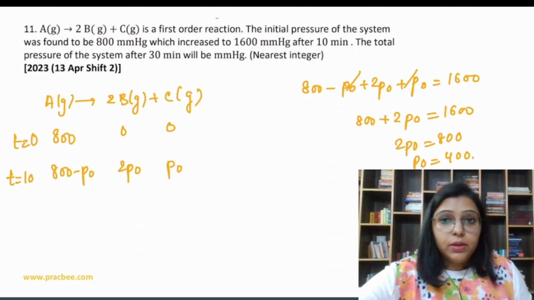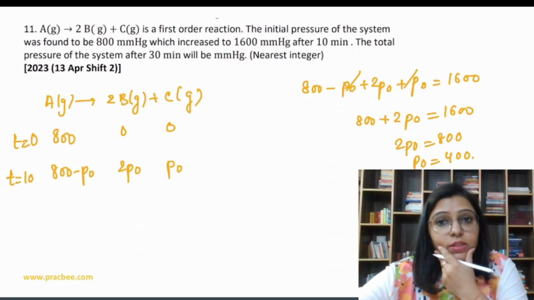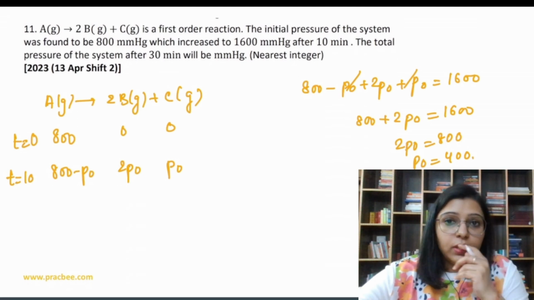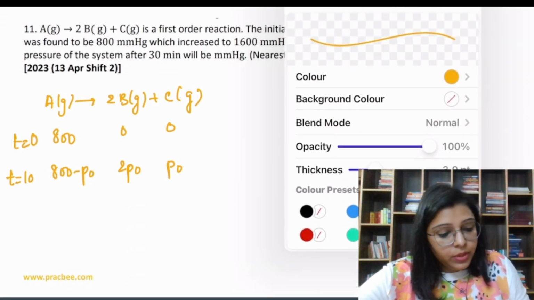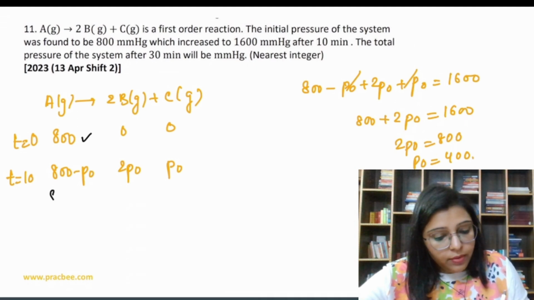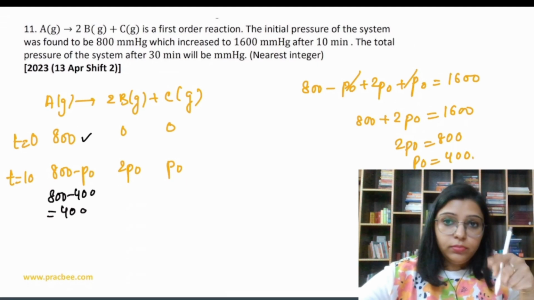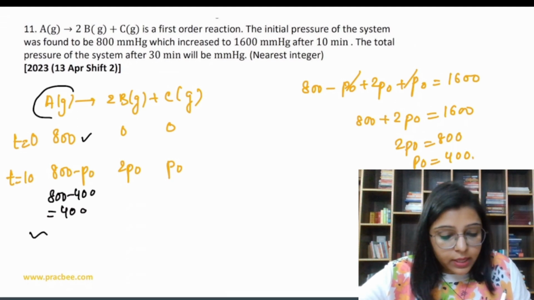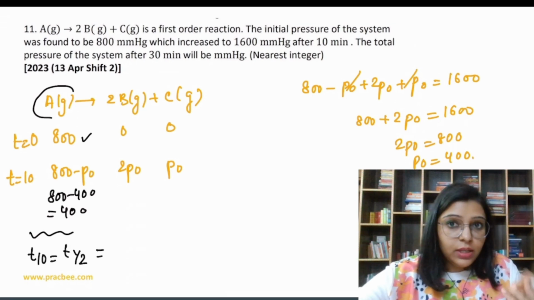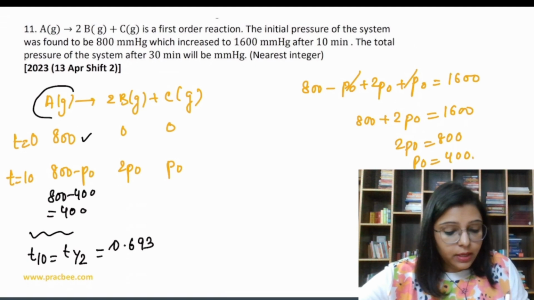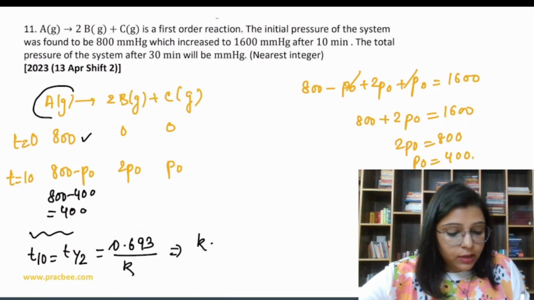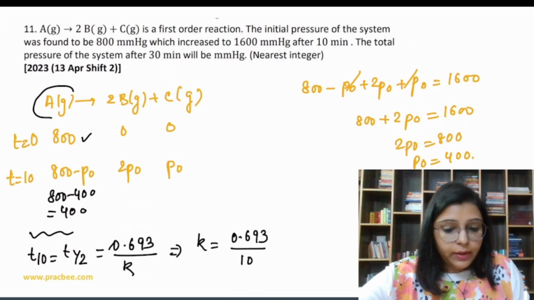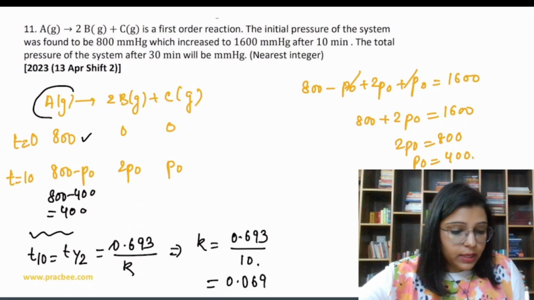Okay, that is after 10 minutes. The question says the total pressure of the system after 30 minutes will be... So after 30 minutes, just try to understand over here. Here the pressure is 800 and now we have 800 minus 400, so it is 400. So the pressure is reduced to half for this A. So we can say that 10 minutes is the T half, and we know that this is a first order reaction, so we can say T half is 0.693 upon K, right? So what is the K value? 0.693 upon 10, which is 0.0693.